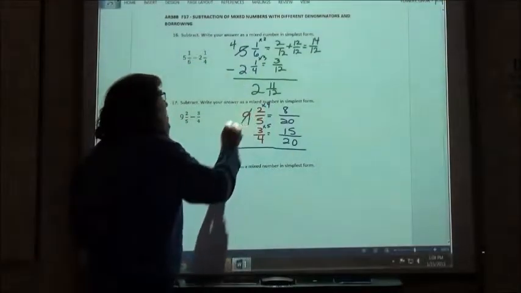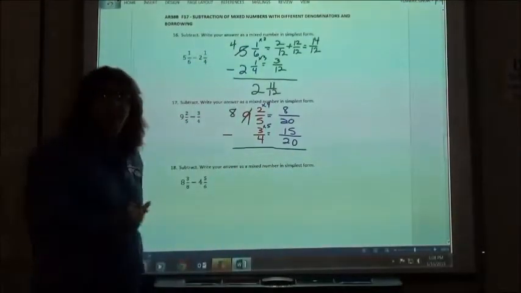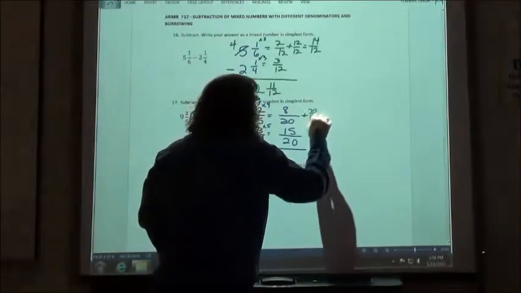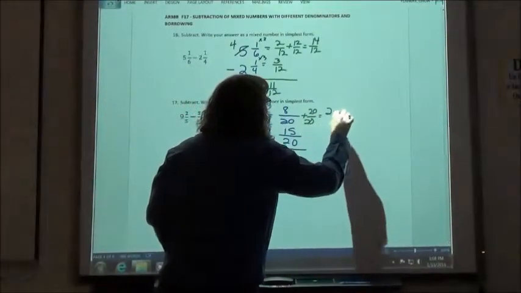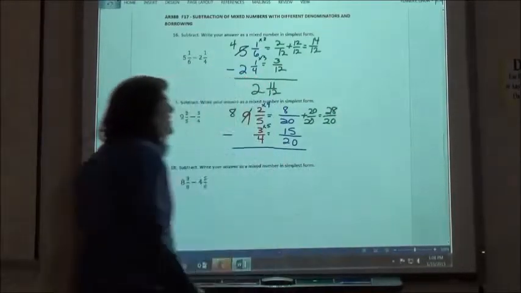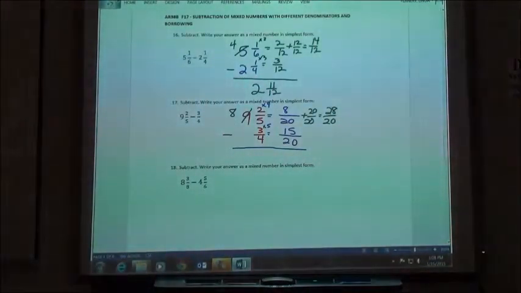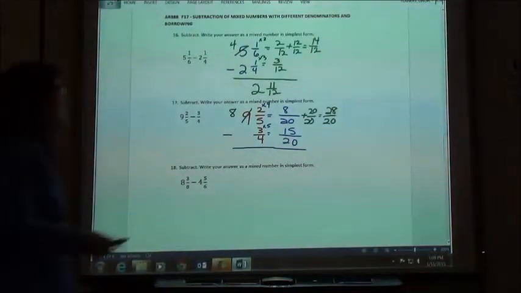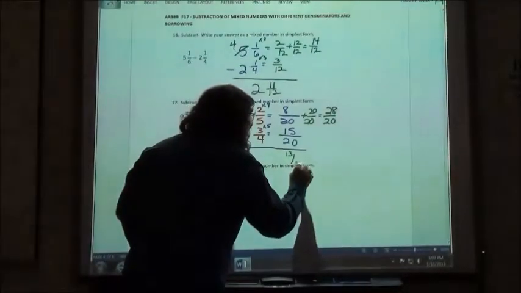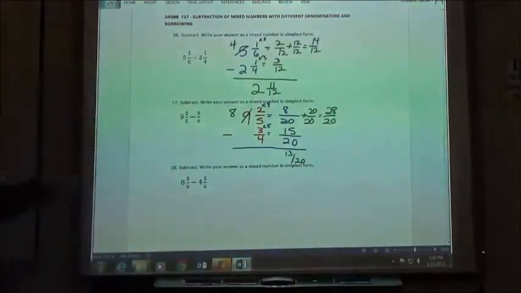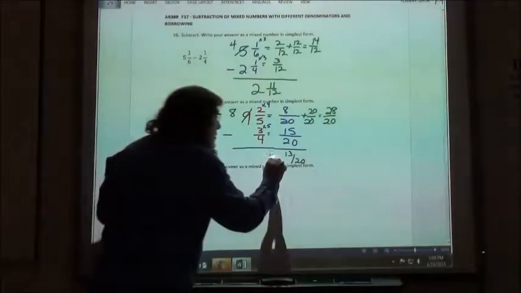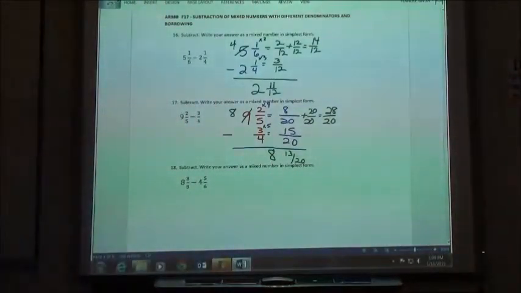I'm going to borrow 1 from my 9 and make it 8. And I'm going to add what to my 8/20? 20/20, which makes it 28/20. Now I can subtract, because that's what I'm supposed to be doing. 28 minus 15 is 13. So 13/20. That is in simplest form. I can't reduce it. And I have an 8 over here, and I'm not taking away any other whole number. So I'm just going to get 8 and 13/20.